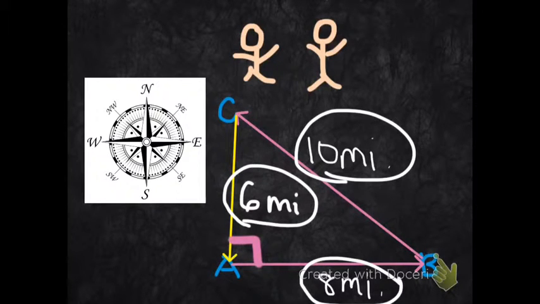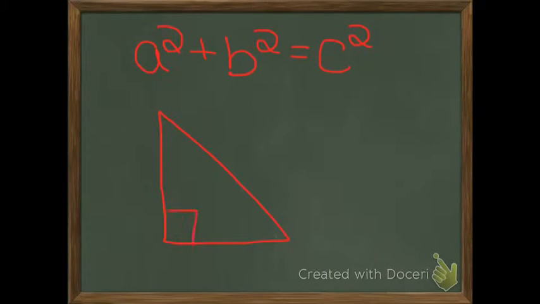And continue watching this video to learn more about triples. Since the Pythagorean theorem is represented by a squared plus b squared equals c squared, you already know that there are only two known lengths, 6 units and 8 units, which are the two legs a and b.